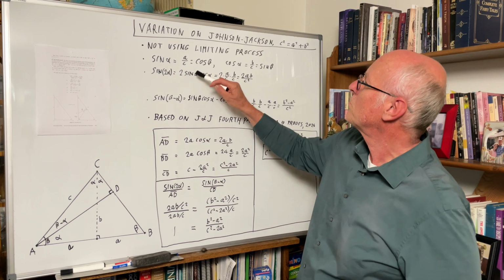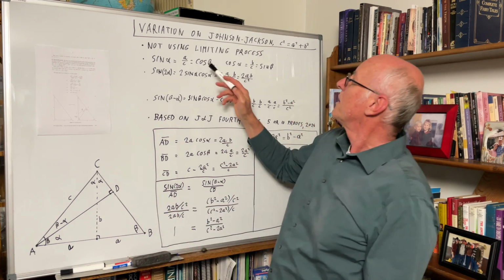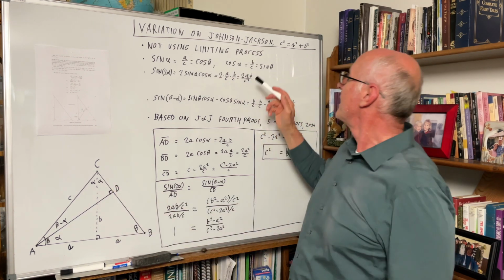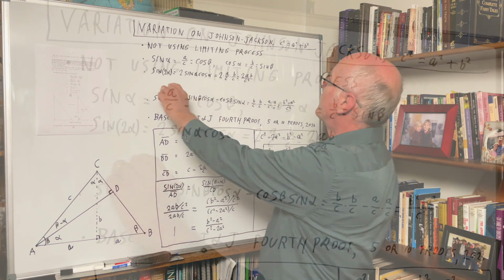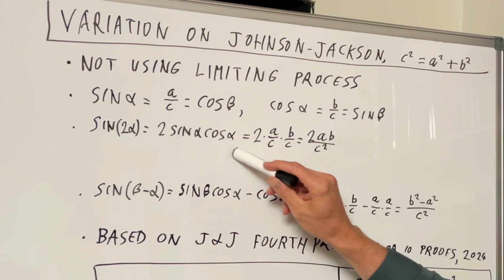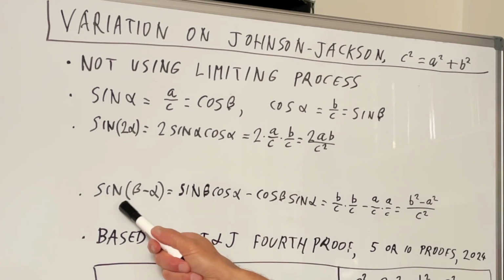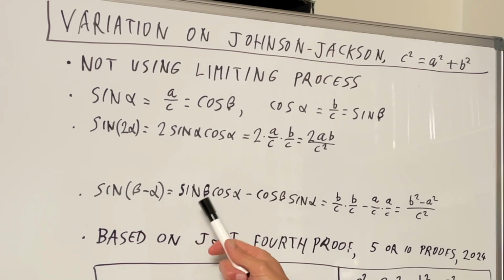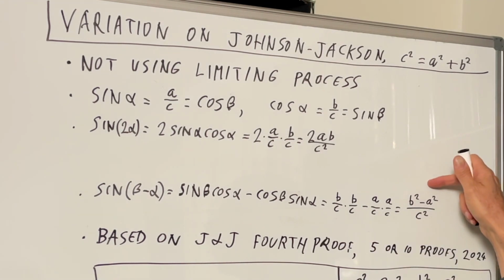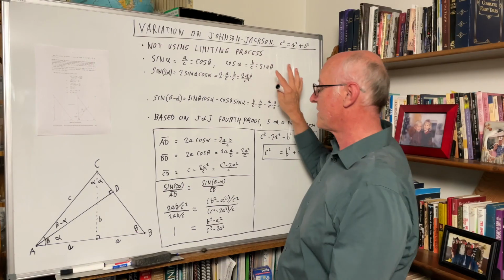And so here's our preliminaries. We got sine alpha as a over c, and that's the same as cosine beta, of course. And cosine alpha is b over c, and that's the same as sine beta. And then we have sine of 2 alpha, that's from the double angle formula. It's 2 sine alpha cosine alpha, and in ratio form it comes out as 2ab over c squared. And the other one is sine of beta minus alpha, which is sine beta cosine alpha minus cosine beta sine alpha. In ratio form, it comes out as b squared minus a squared over c squared. Okay, so these are the preliminaries that we have done.